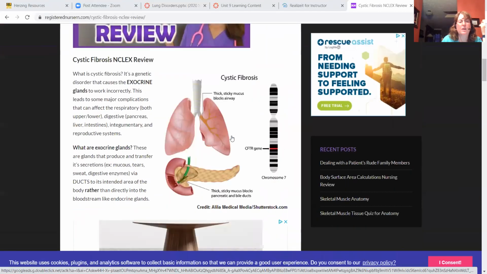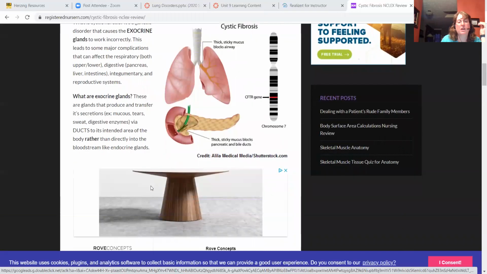So cystic fibrosis. This is a genetic disorder that you get. It's caused by your exocrine glands working incorrectly. So it can lead to some major complications that can affect you respiratory-wise, which I think is what most of us think of when we think of cystic fibrosis, or it can affect you digestively as well. Your exocrine glands are glands that produce and transfer secretions, like your mucus, your tears, your sweat, your digestive enzymes, and they work via ducts to the intended area of the body rather than directly into the bloodstream like your endocrine glands.